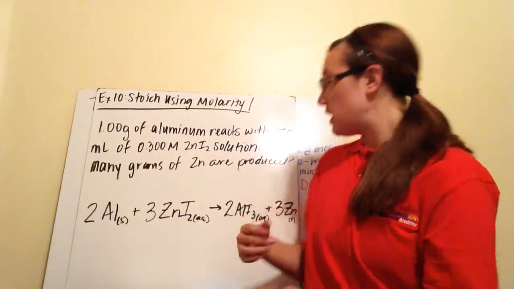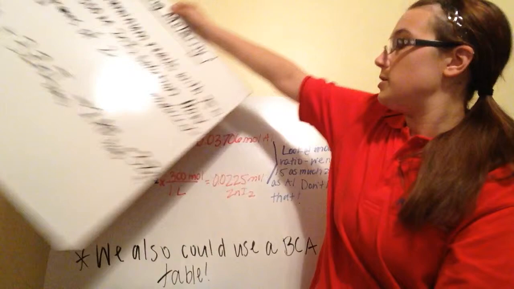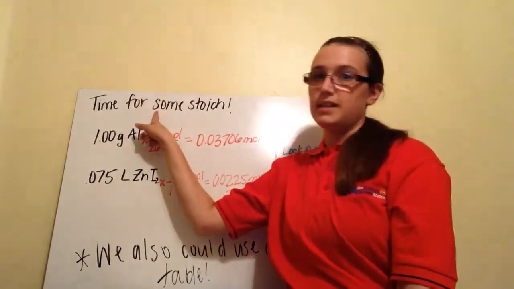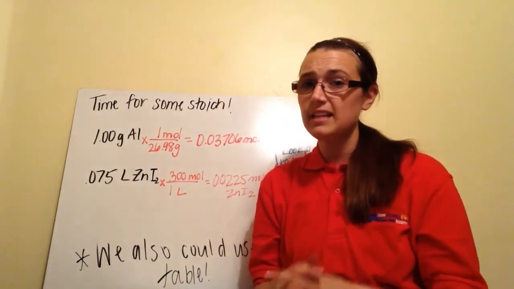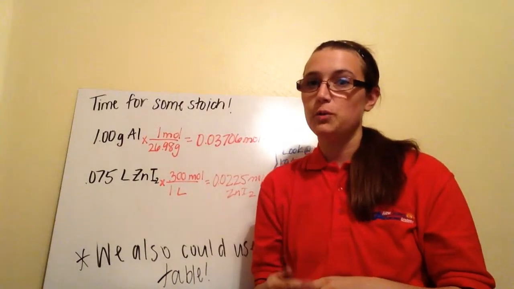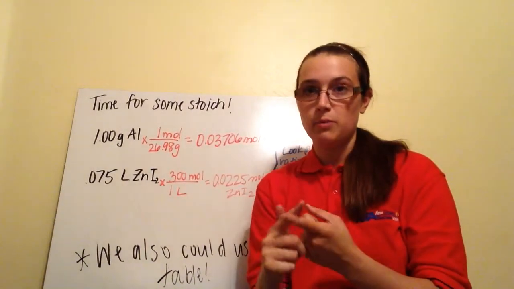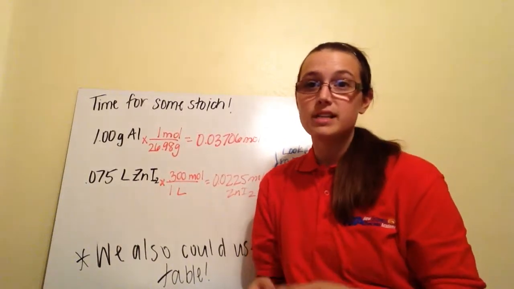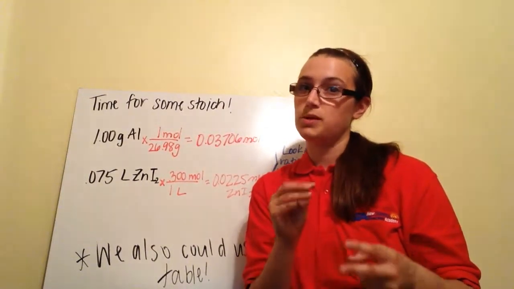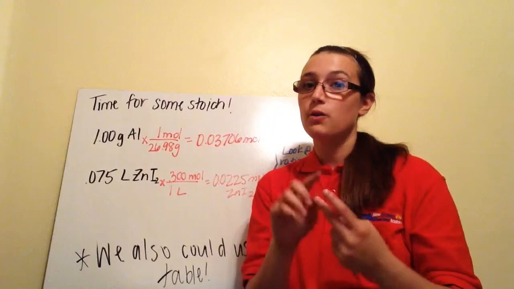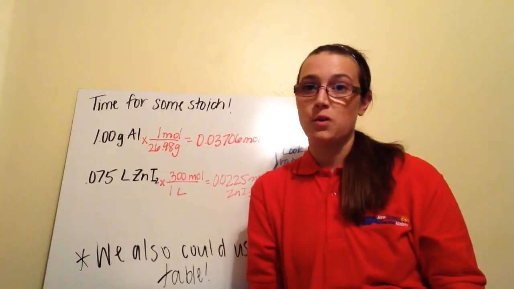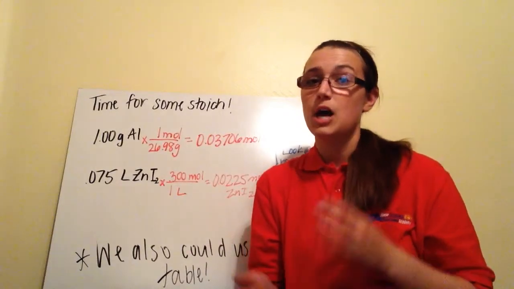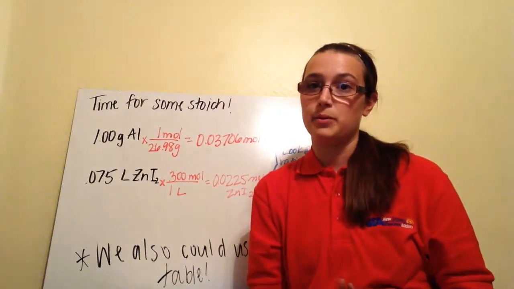So as we work through this, what we're going to be doing is using some stoich. So time to work through some stoichiometry. Now if you look at the problem, you were given amounts for aluminum, which was a reactant, as well as amounts for the zinc iodide, which was also a reactant. So you have an amount for each reactant, which means you have to figure out which one is limiting and which one is in excess before you can work through the stoichiometry problem.